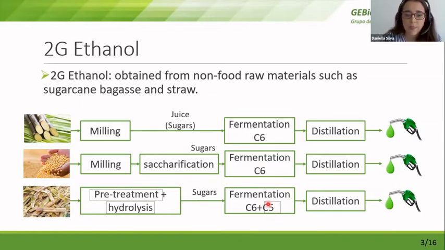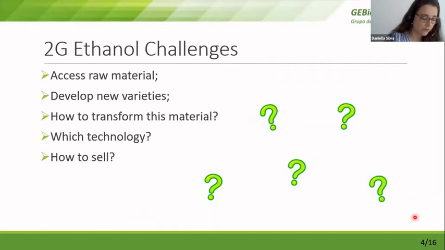So we have here in this box steps that need to be added to the process to get to the second generation ethanol. Here are some challenges. For example, you need to access this raw material. Sometimes, for example, for straw, you need to go into the field to collect this straw and to store this material. So it's a new kind of logistics.